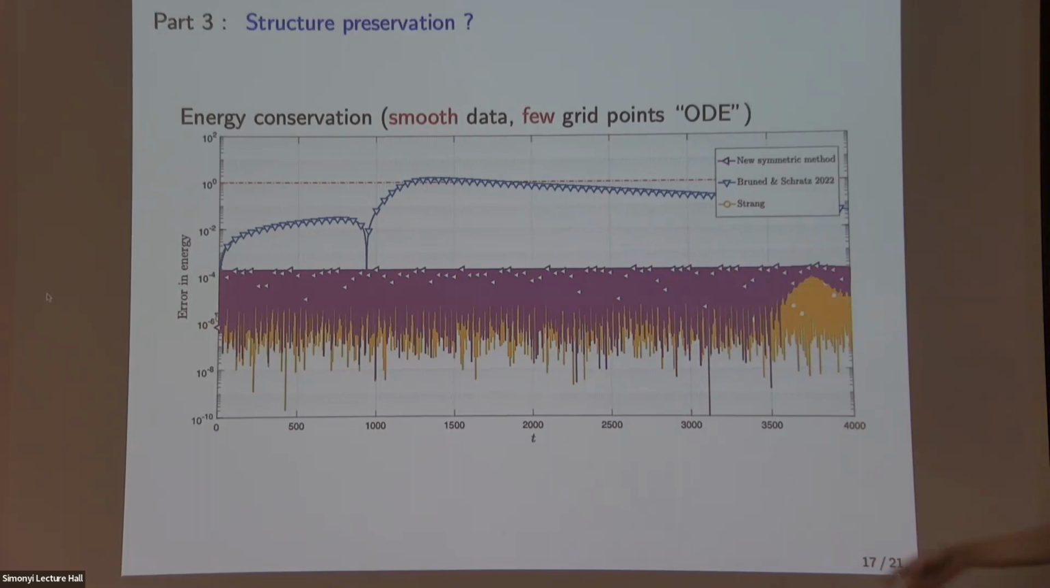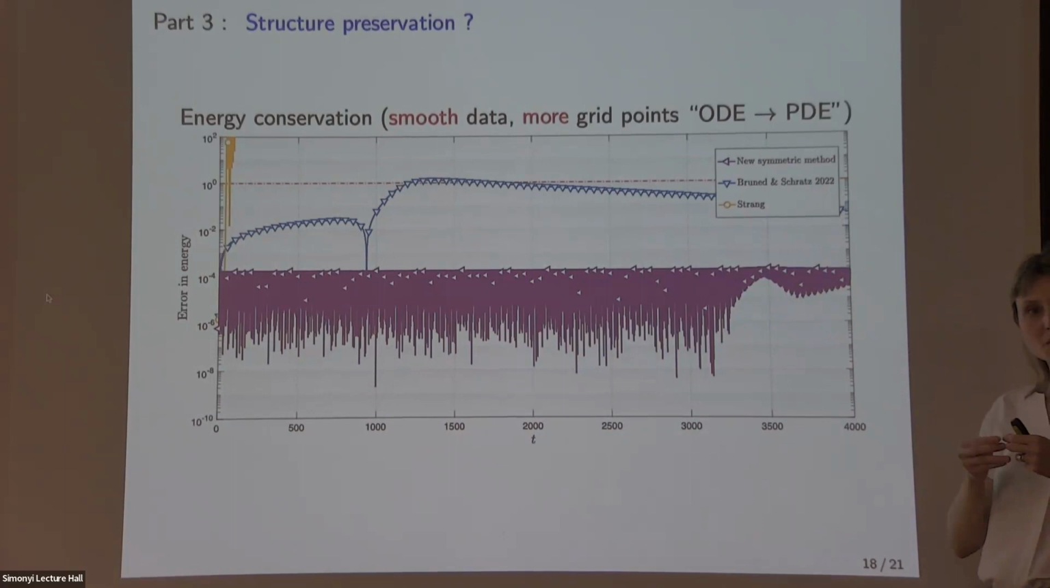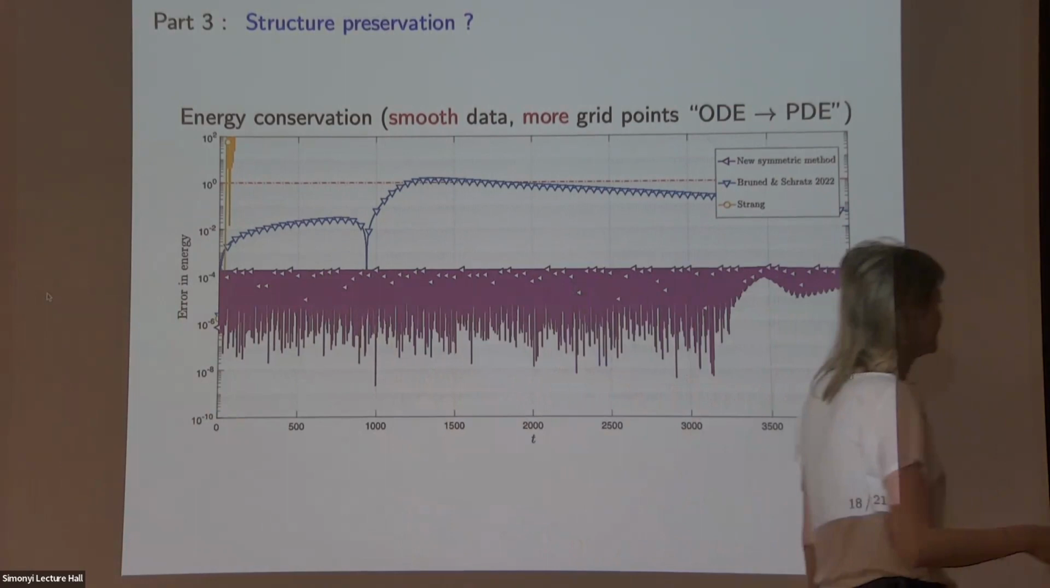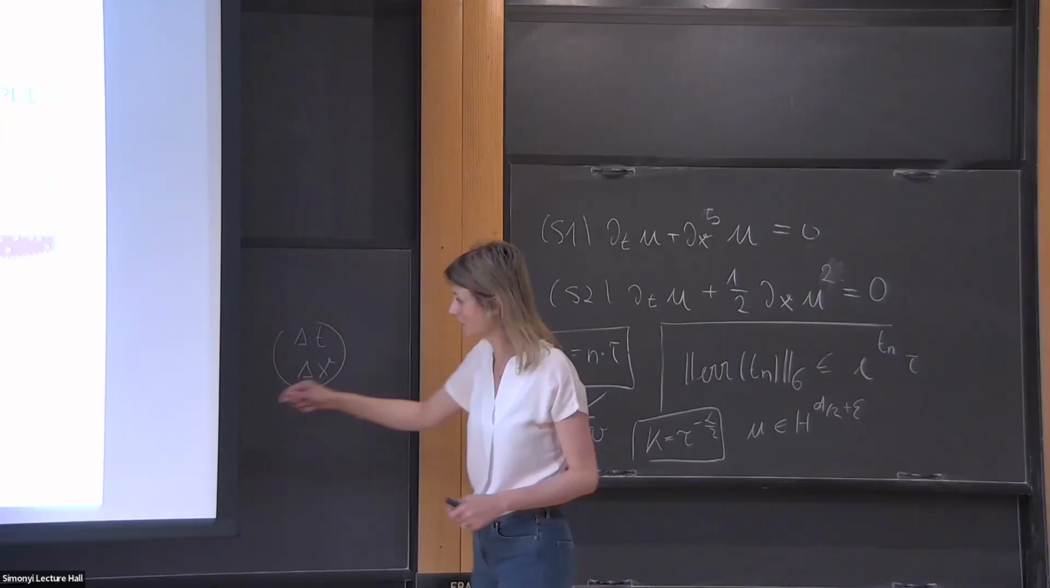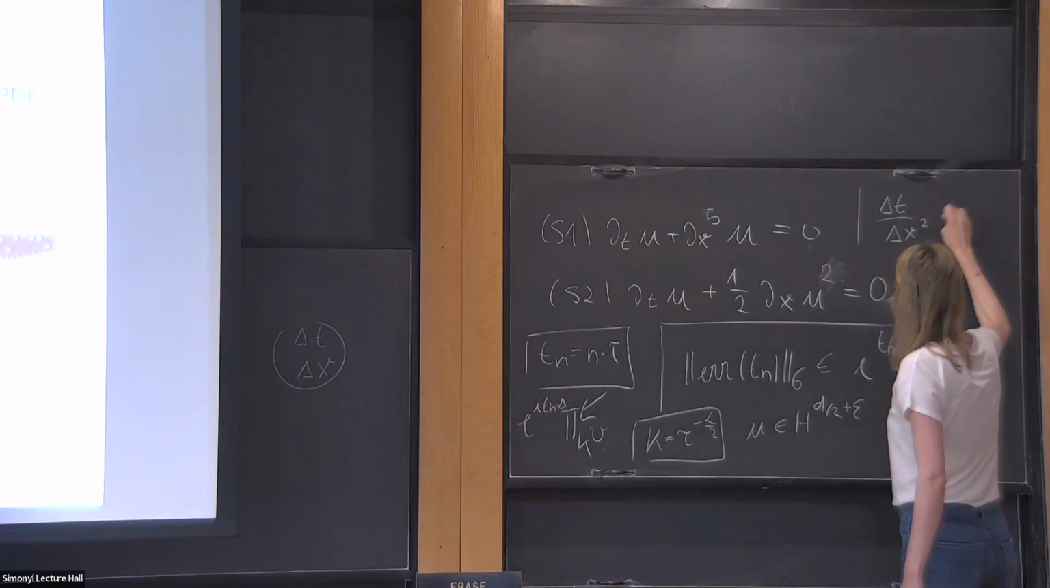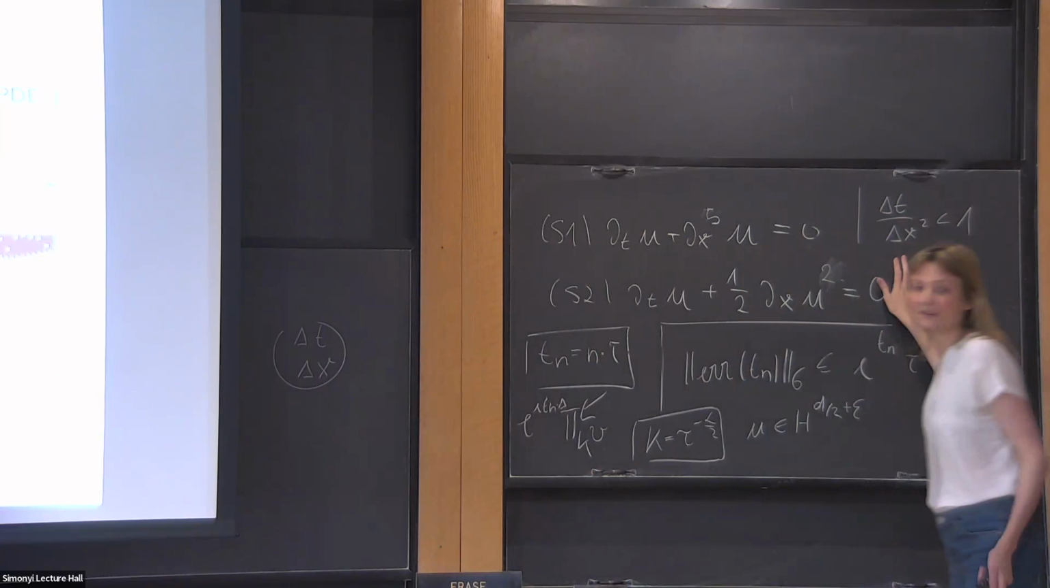And then surprisingly, if I take more grid points, so I come from ODE to PDE, then again here in yellow, for my Strang splitting, the energy goes up. So even for a C infinity solution, the Strang splitting scheme, if you're in the regime of PDEs, doesn't seem to preserve the energy very well. What you would need to do is again have some kind of CFL condition where you couple the time step size and your spatial discretization. But this is not what you want, because as soon as you're in this regime, you solve an ODE, so you could use some classical methods too.